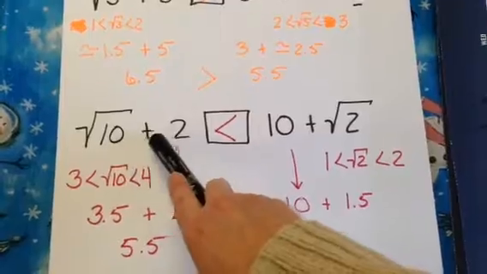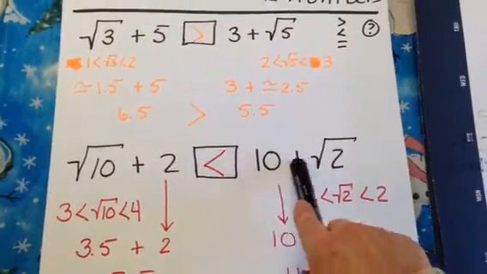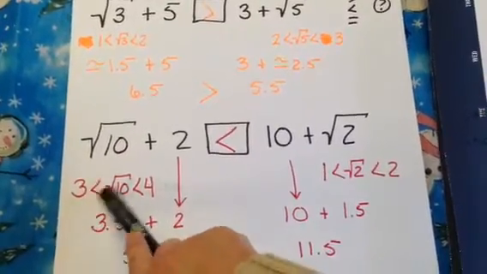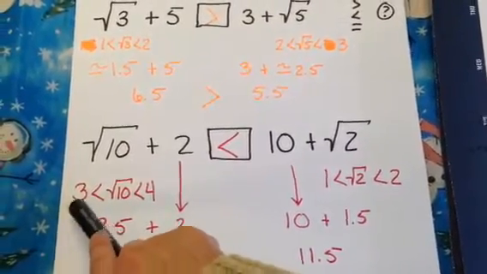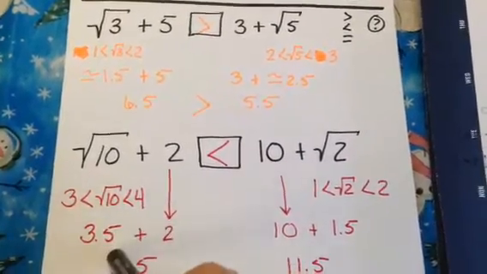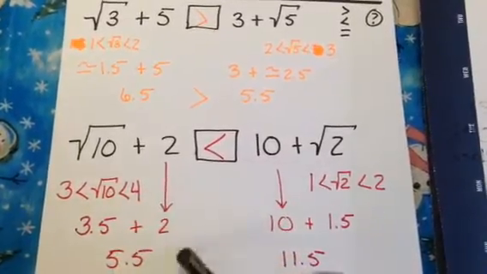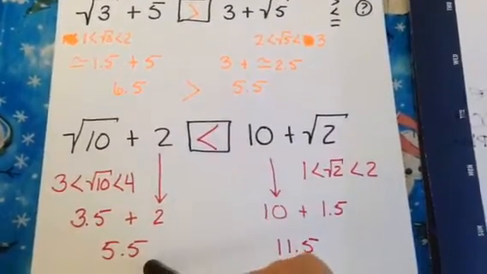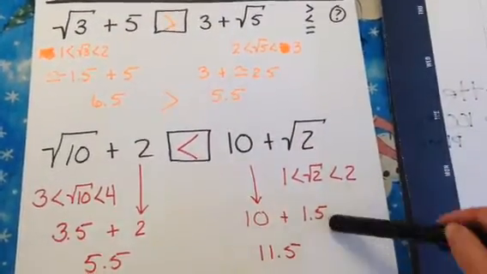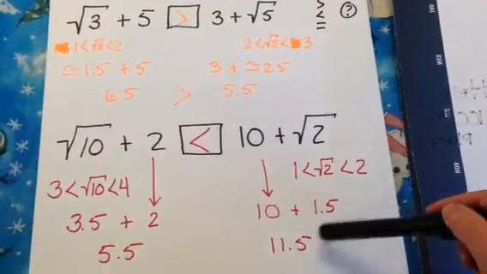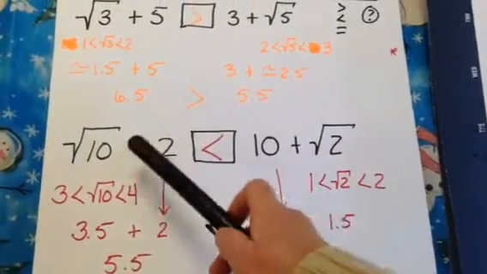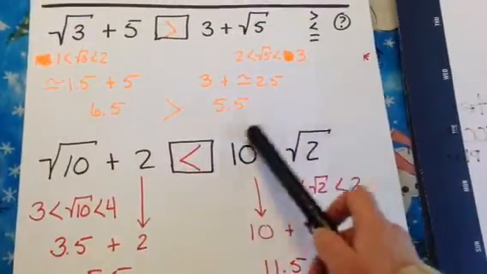Now let's look at this one. So if I have the square root of 10 plus 2, and I want to compare that to 10 plus the square root of 2, I can estimate my square root of 10 as being in between 3 and 4, because square root of 10 would be in between square root of 9 and the square root of 16. So that's going to be approximately 3.5, because that's in between 3 and 4. 3.5 plus 2, it's going to be 5.5. Over here, I've got the square root of 2, which we've already estimated this way to be 1.5. 10 plus 1.5 is 11.5. So therefore, my estimations let me know that this side is less than this side.